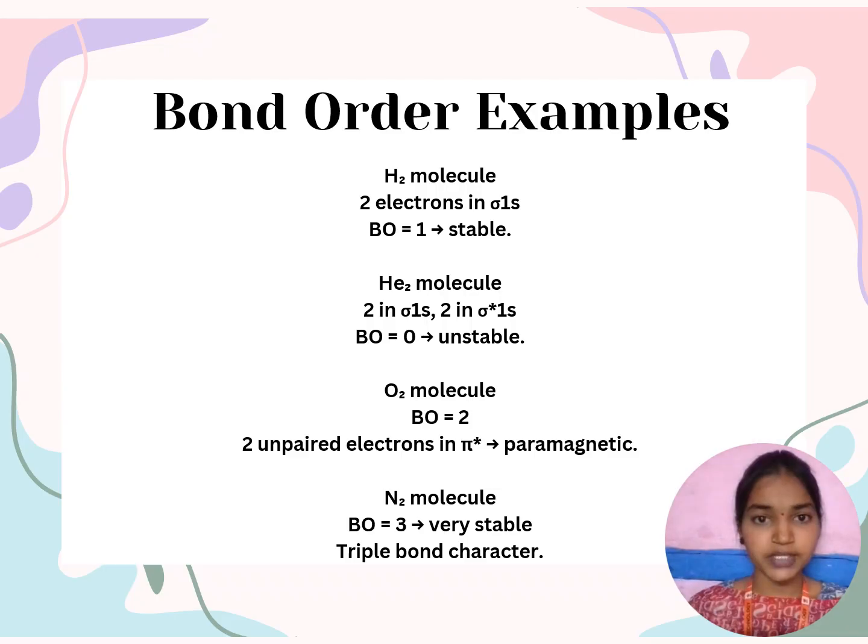Bond order examples. Consider H2. It has 2 electrons in a bonding orbital, giving a bond order of 1, meaning a single stable bond. In He2, we have 2 electrons in the bonding orbital and 2 in the antibonding orbital, giving a bond order of 0. That is why He2 does not exist. For O2, electrons fill up to the pi star antibonding orbitals, giving a bond order of 2. This also explains why O2 is paramagnetic, due to 2 unpaired electrons in the pi star orbitals. These examples clearly show that MOT accurately predicts both bond stability and magnetic behavior.